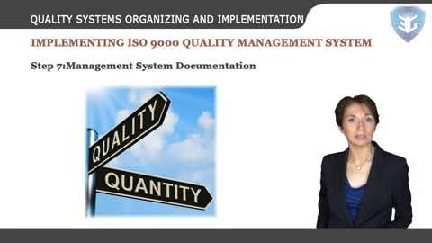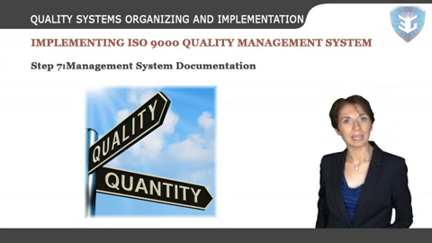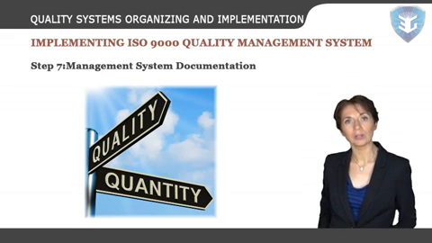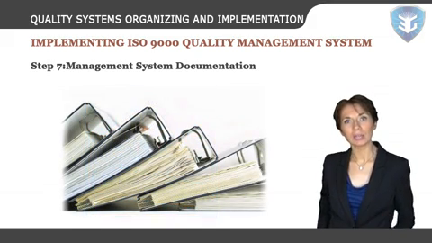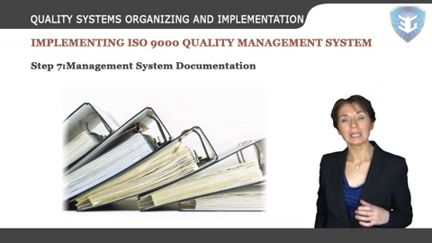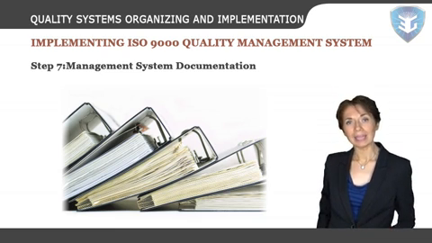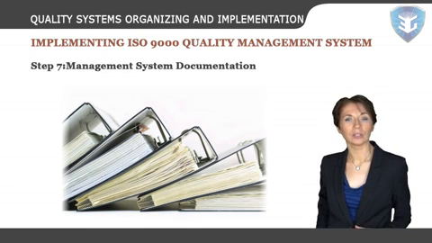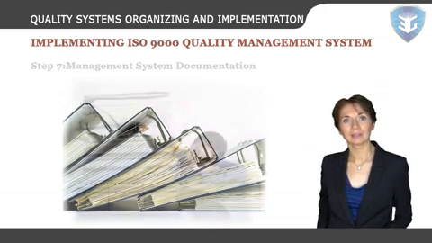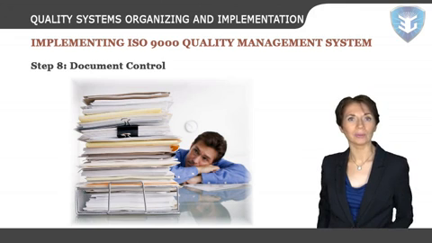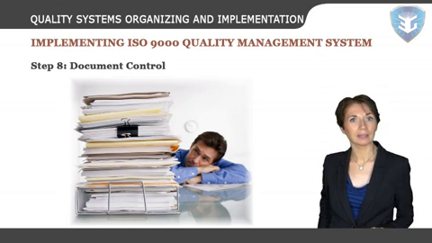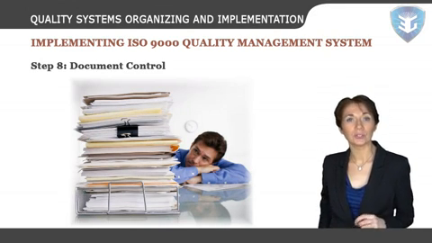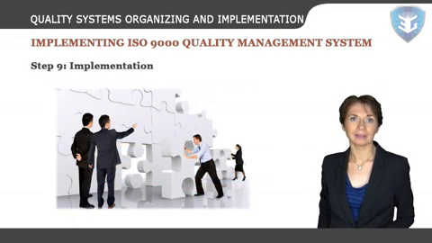Documentation of the quality management system should include documented statements of a quality policy and quality objectives, a quality manual, documented procedures and records required by the standard ISO 9001-2000, and documents needed by the organization to ensure the effective planning, operation, and control of its processes. Step 8. Document control. Once the necessary quality management system documentation has been generated, a documented system must be created to control it.